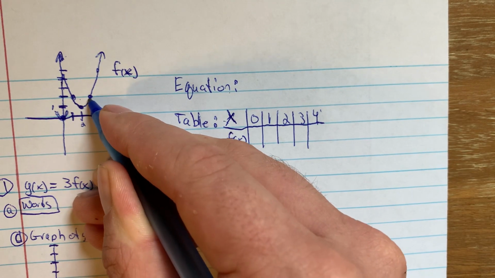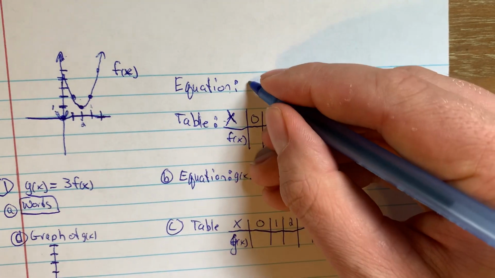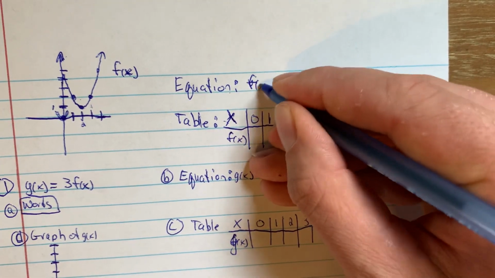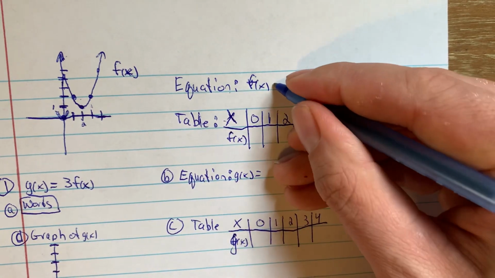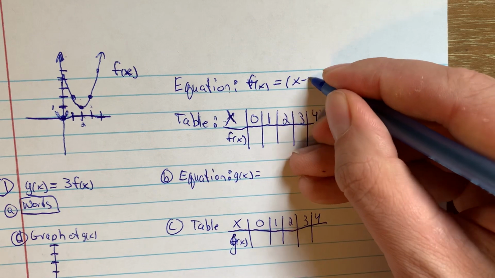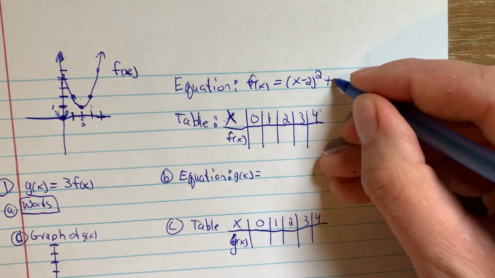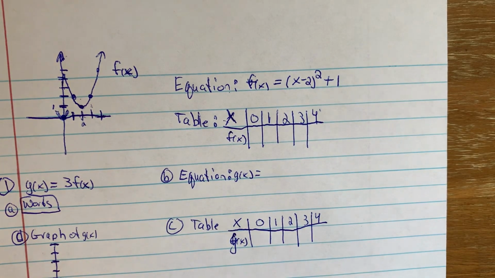And when we go over by 1, it's still going up by 1. 1 squared is 1, so it wasn't stretched at all. So this is just, I'm going to call it f of x because that's what the name was over here. F of x equals, to shift it to the right by 2, I need x minus 2 squared. And to shift it up by 1, I need a plus 1 on the outside. So that's our original function.